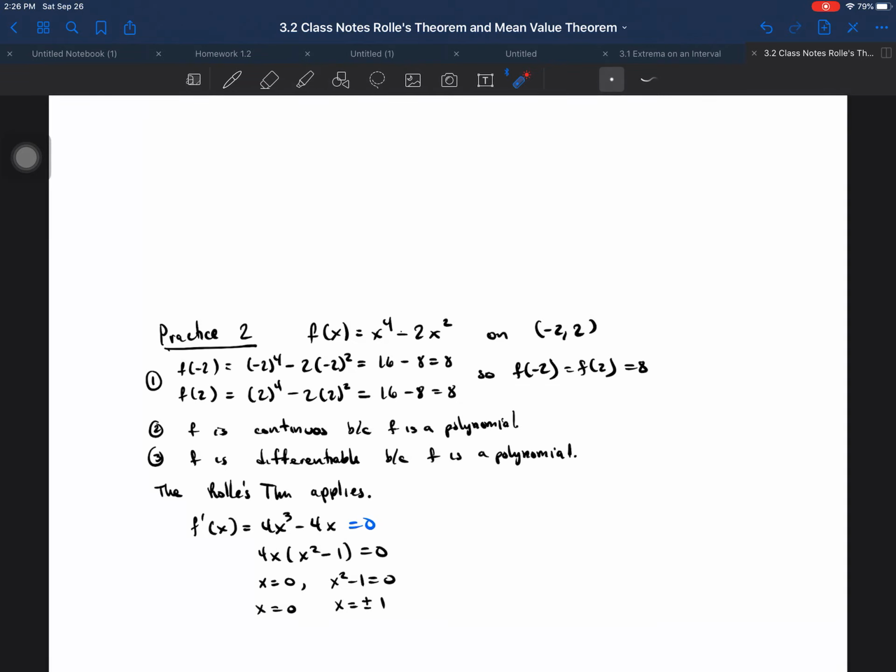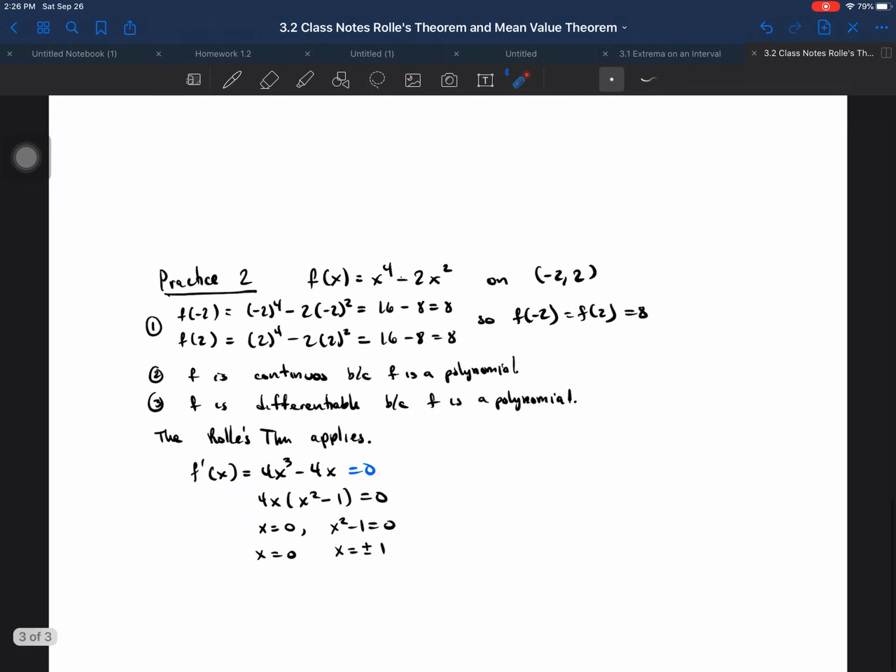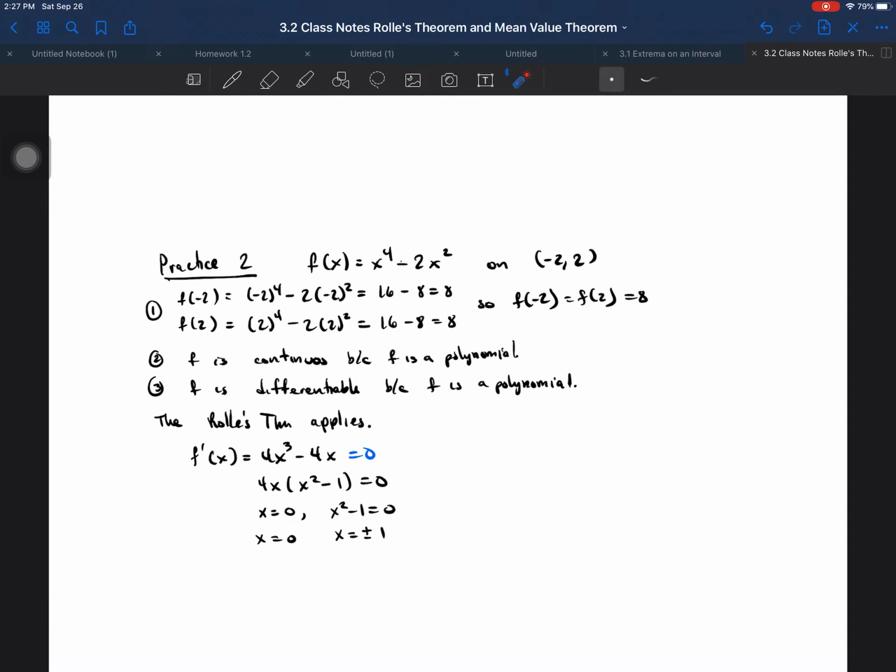So the first one is, are there two points, two values where the function values are equal to each other. At f of -2 the function is equal to 8, and f of 2 is equal to 8. So they both equal each other, so that meets one of the conditions. The other condition is f has to be continuous, and it is because f is a polynomial, so it is continuous everywhere. So it must be continuous on a closed interval, and f is differentiable because f is a polynomial, right? So those are the conditions we talked about before.